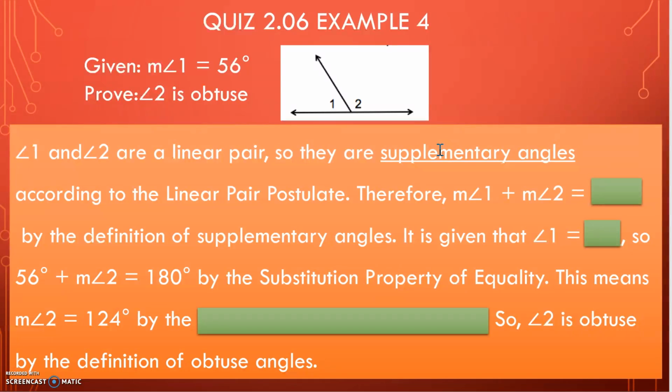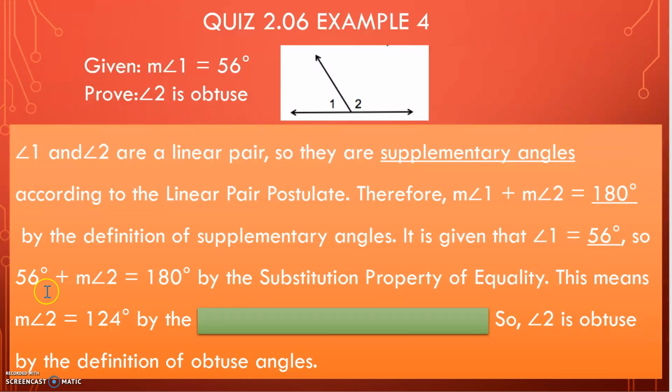So since linear pairs are supplementary, the measure of angle 1 plus the measure of angle 2 equals 180 degrees. That is the definition of supplementary angles. It is given, so we know it is given. It just tells us up here that the measure of angle 1 equals 56. So this one has to be 56.